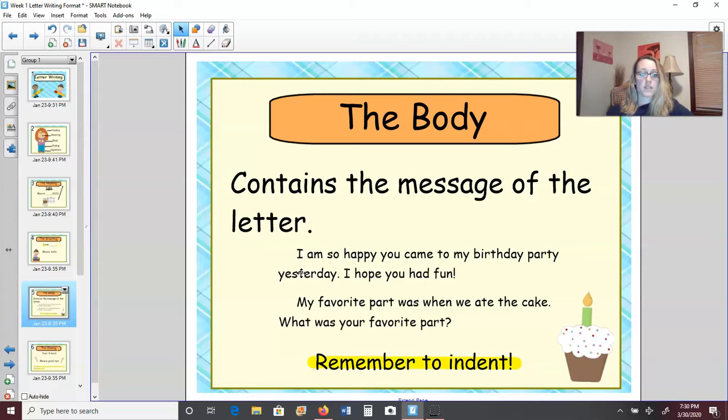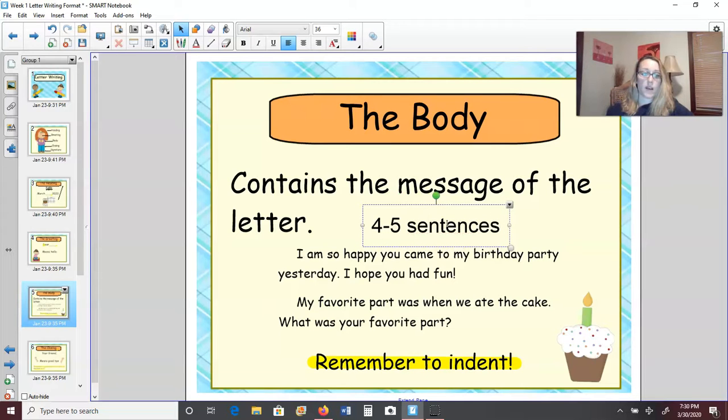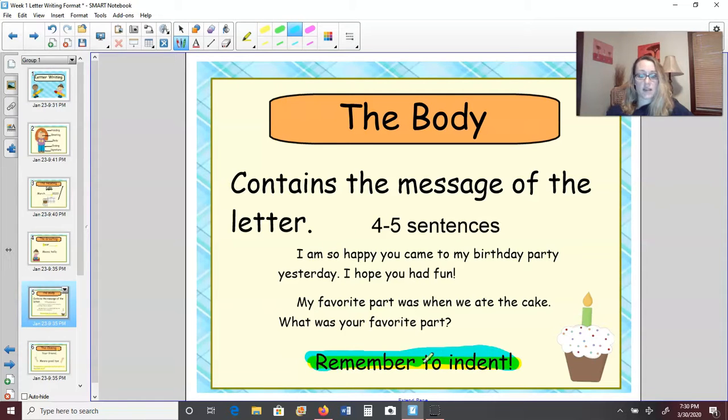So in the body, you would want to have probably 4 to 5 sentences to send a good, strong message to the person that you're writing to. And one thing that is very important, and it's already highlighted down here, but remember to indent. So you can see right here, they indented the first word of each of their paragraphs. So you want to push your writing in, indent each time you're starting a new paragraph.